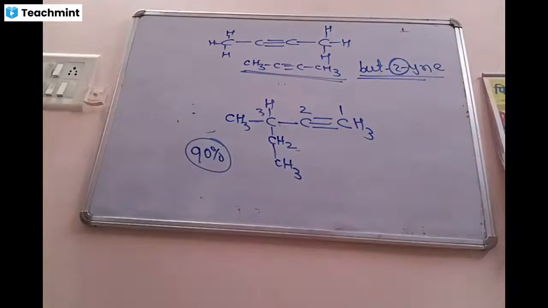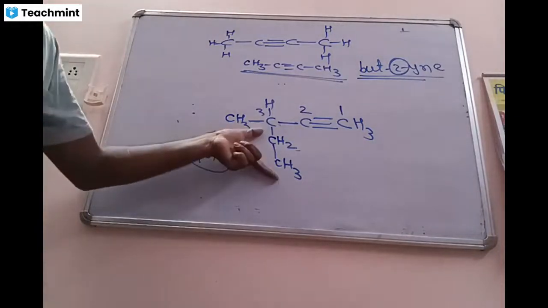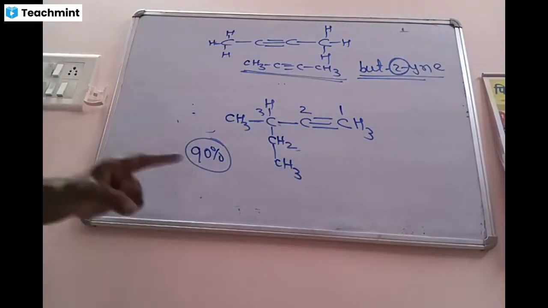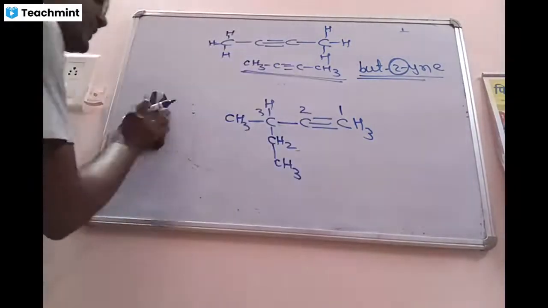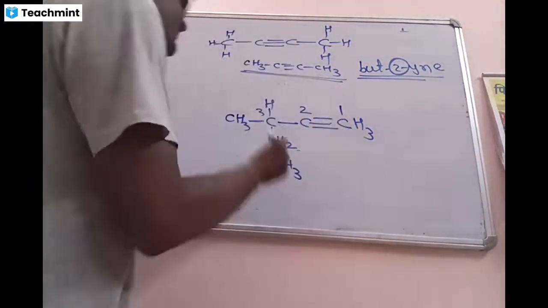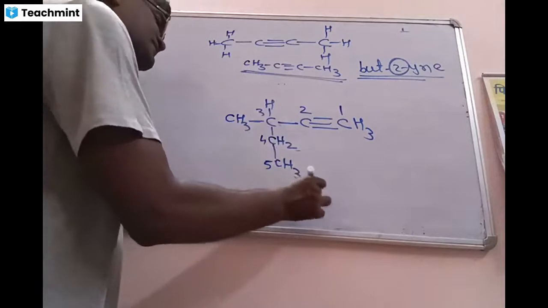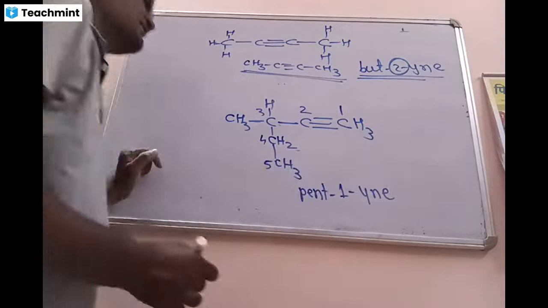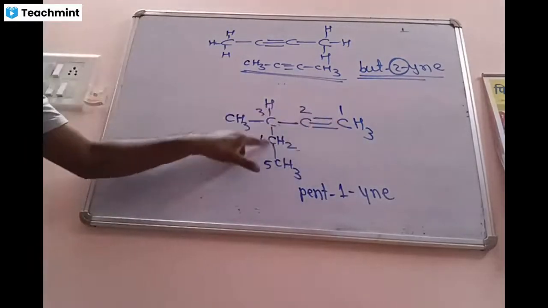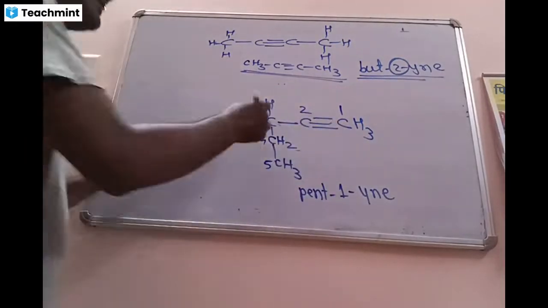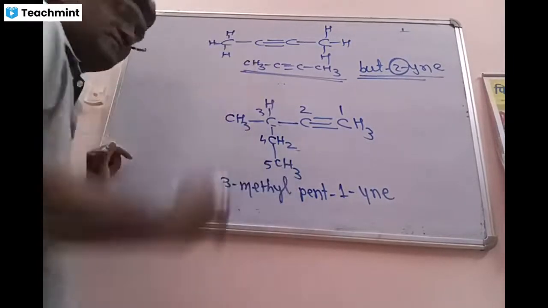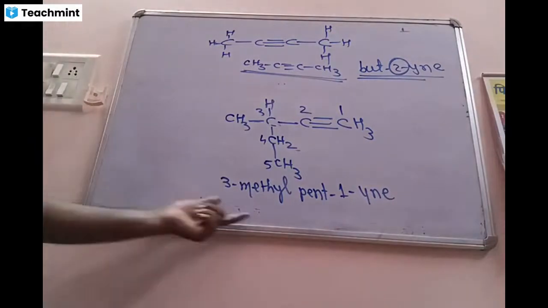correct name. Understand? If C2H5 is written, we very easily call it butyne and move aside. That will be the wrong method. 90% of students go like that. We do not have to go that way. Now this will be 4 and 5, so this will be fine. Right? Then this is your 1, 2, 3, 4, 5. Pent-1-yne. Carbon number 3 carries a methyl group, so you have to write a methyl. You got it?